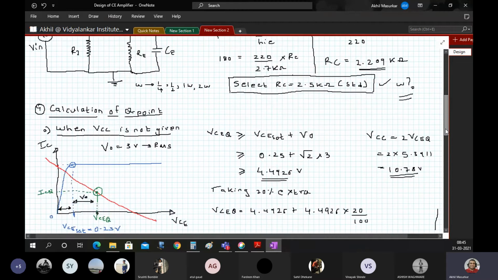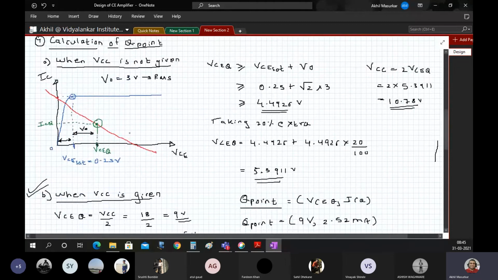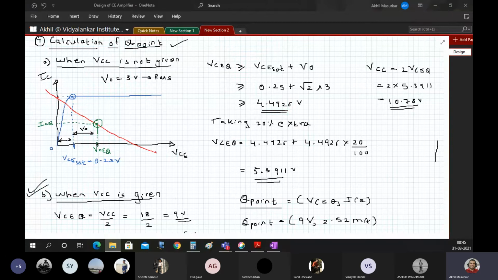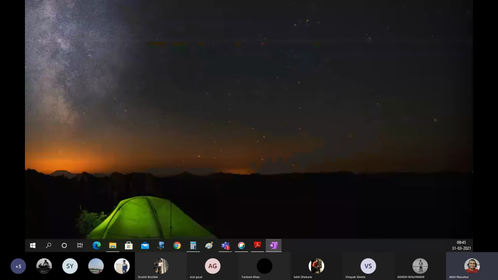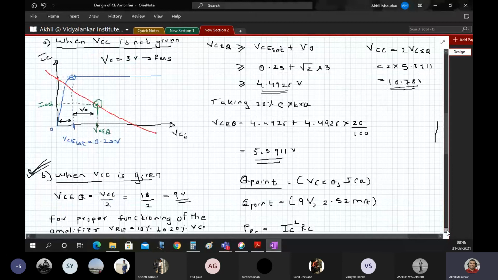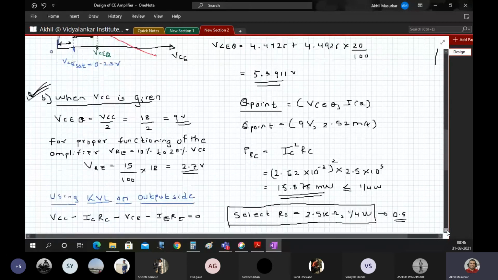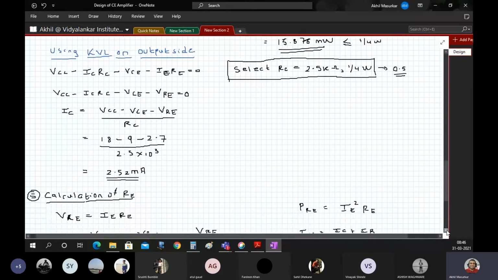So to calculate wattage rating, I need to know voltage or current flowing through RC, and that can be done with the help of calculating Q point. But again, Q point can also be calculated in two ways: when VCC is not given, when VCC is given. In our case, VCC was given, so we started using this formula. Then we calculated IC, and with the help of IC, we calculated the power dissipated through RC, and we selected the final value of RC.